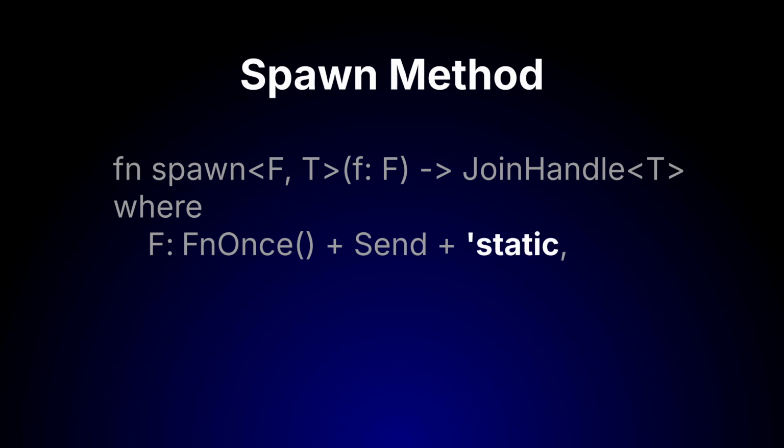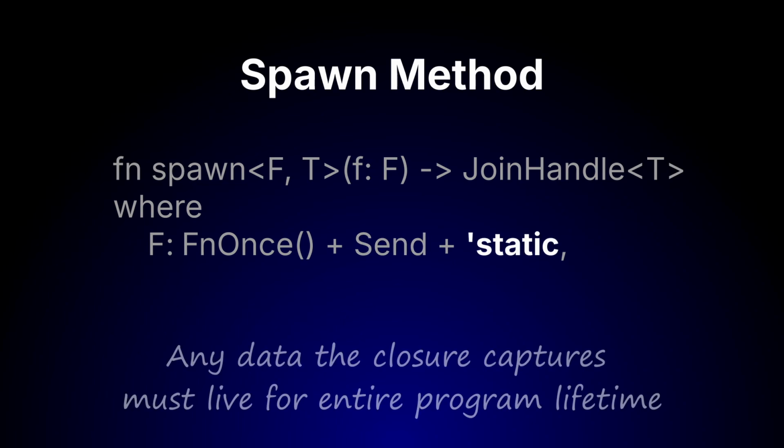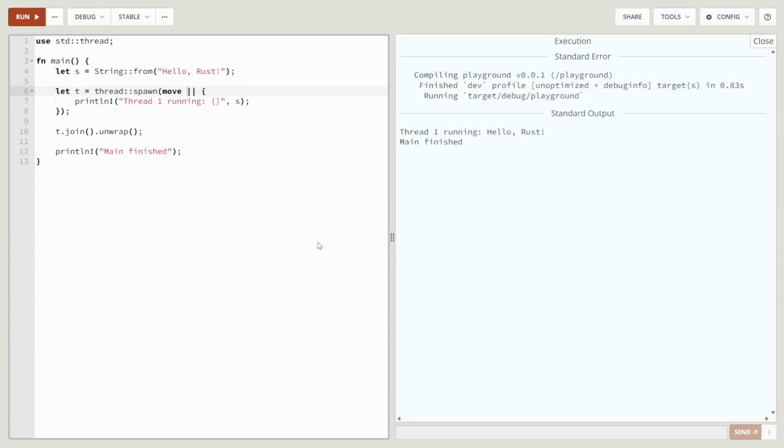Finally, the static lifetime constraint. This is a very important one. It means that the closure and any data it captures must be able to live for the entire duration of the program. So what is the significance for this? We just now saw this example. When we didn't use the move keyword, we got the error closure may outlive the current function. That's the reason why everything a thread gets should have a static lifetime.